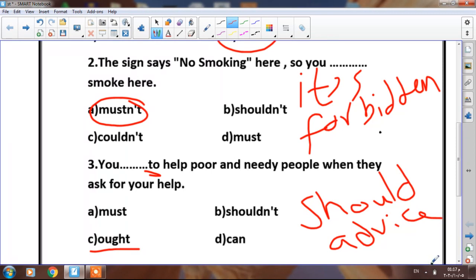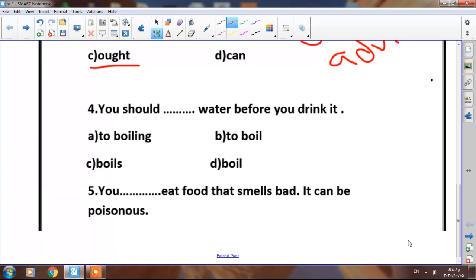Okay, let's continue. Number four. You should boil water before you drink it. Of course should is followed by infinitive. So here we have the word should, we have the word ought to, followed by infinitive. So I have to choose you should boil. It's the infinitive form after should. It's so clear again, it's not difficult at all.